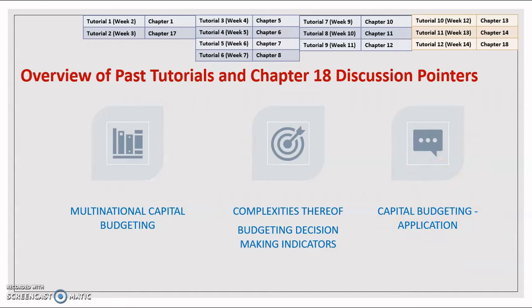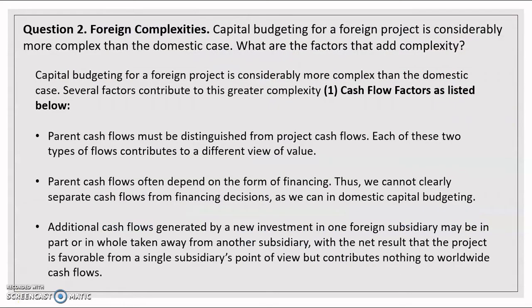If you've looked at the lecture recordings before this and listened carefully, I've clearly mentioned how this chapter is going to be focusing more on the application side. However, it's good for us to know a few of the elements that can be brought up in terms of the theoretical overview. So the first thing that we will be looking at is the complexities. What are the factors that add complexity in a multinational project?